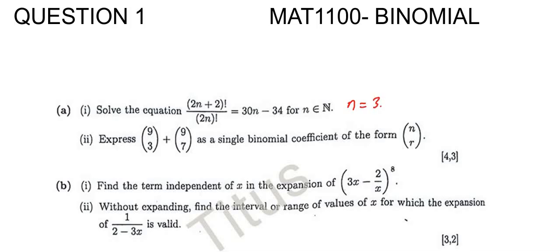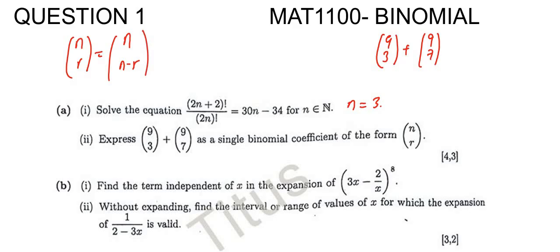That's your answer there. Then here they are saying express 9 choose 3 plus 9 choose 7 as a single binomial coefficient of the form n choose r. So this I can just quickly do from here. n choose 3 plus n choose 7. We're able to see the only two rules here. The rules that you have to think of: the first one is this one. And the second one that we can apply is that n choose r plus n choose r minus 1 should give us n plus 1 choose r.